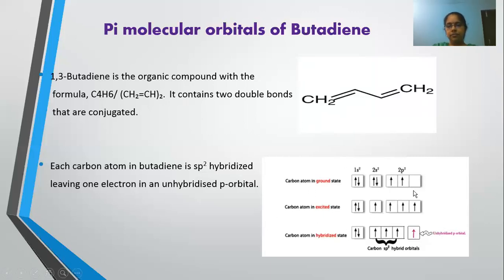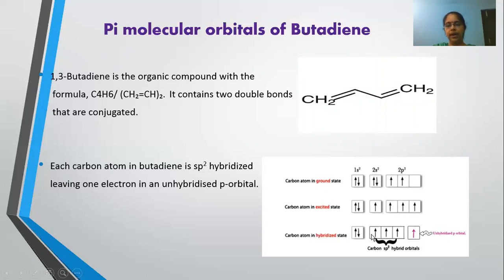So this is the configuration of the carbon atom in the ground state. Carbon has the atomic number of 6, where its electronic configuration is written as 1s2, 2s2, and 2p2. So this is the configuration in the ground state. Now in the first excited state, the configuration is written as 1s2, 2s1, 2p3, that is 2px1, 2py1, and 2pz1.